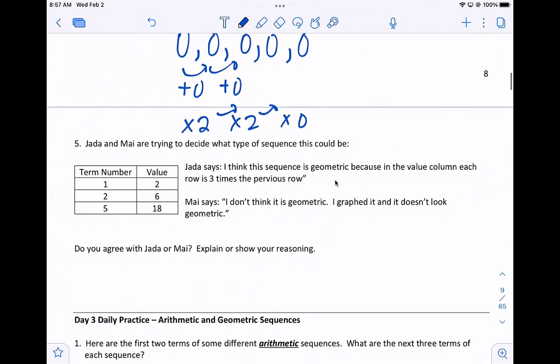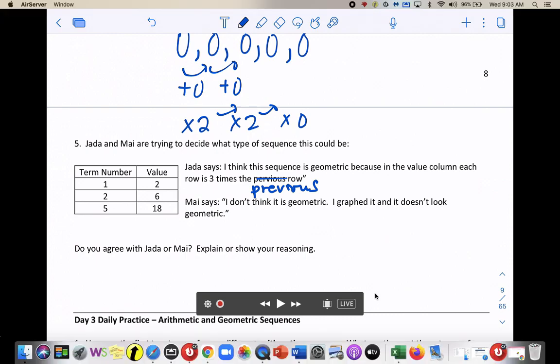arithmetic or geometric. Number 5, Jada and Maya are trying to decide which type of sequence this could be. Jada says, I think this sequence is geometric because in the value column, each row is 3 times the previous row. Maya says, I don't think it's geometric. I graphed it and it doesn't look geometric. Do you agree with Jada or Maya? Explain your reasoning.